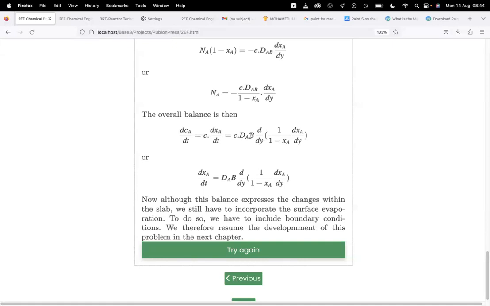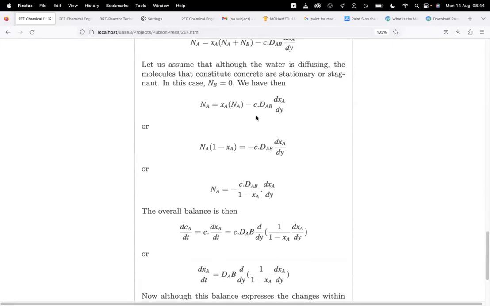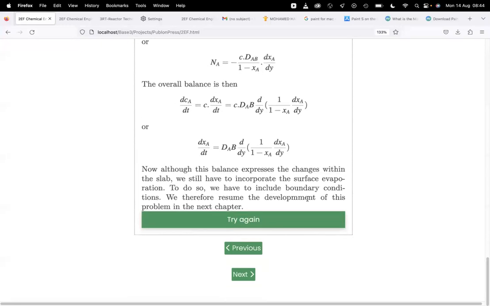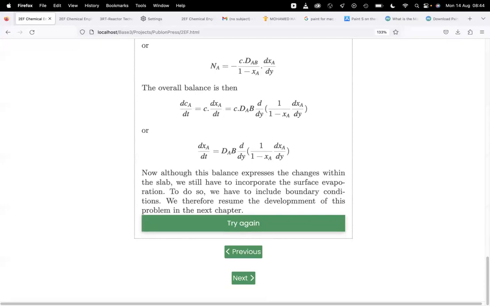And there's a bit of canceling of minus signs. So remember, this was minus dX/dY, and then Na itself has a minus there. So we've canceled that minus. We also have a C here for total concentration. And instead of writing dC/dt here, we'll write this as C dX/dt. And so those C's can cancel, leaving us with this nice form of equation. So that's our balance at the interior.